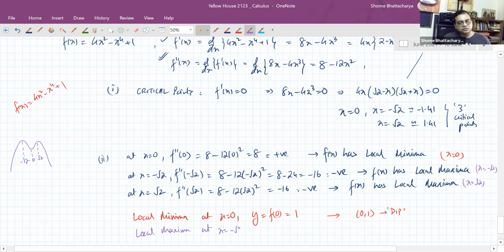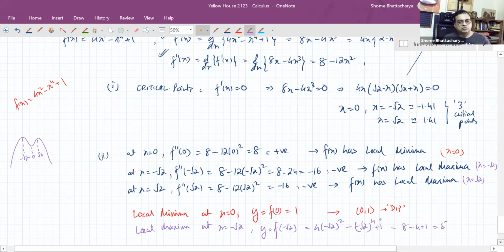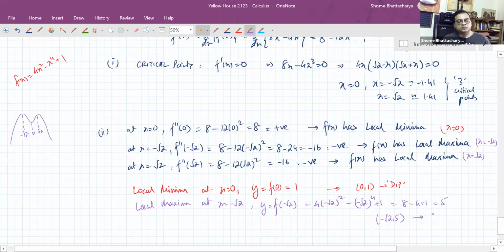Whereas the local maxima at x equal to minus root 2, for example, the y coordinate is f of minus root 2. So that is 4 into minus root 2 squared minus of minus root 2. So actually that minus sign doesn't make a difference because it's an even power, but anyhow, let's try this. So minus root 2 to the power 4 plus 1. So this is becoming 8, right? Minus 4 plus 1. So it's becoming 5. So this is one of the peak points.